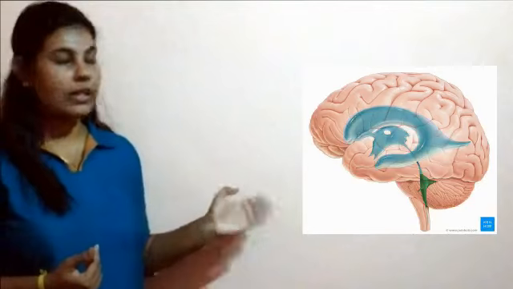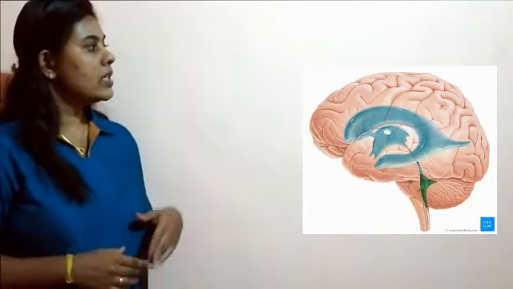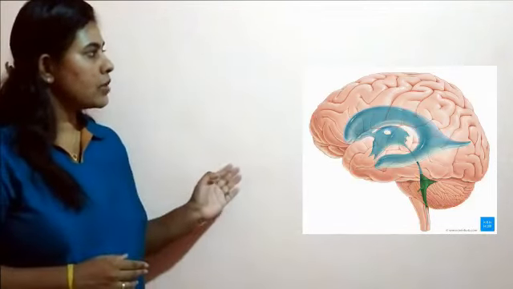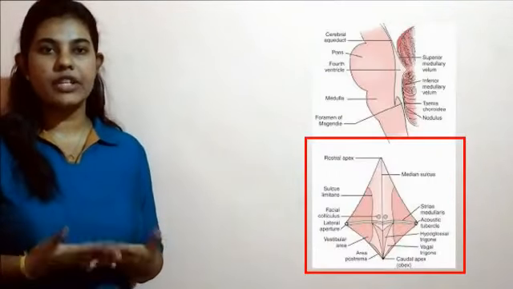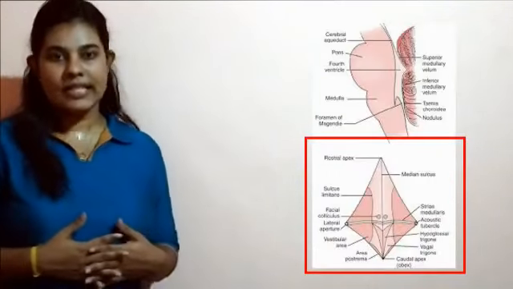This is the fourth ventricle. This fourth ventricle is very important because in essay questions they will ask you to describe or write short notes on the floor of the fourth ventricle. So the boundaries of the fourth ventricle are very important. This fourth ventricle looks tent-shaped. Tent means in side view there is a triangular shape, and from above it is diamond-shaped.